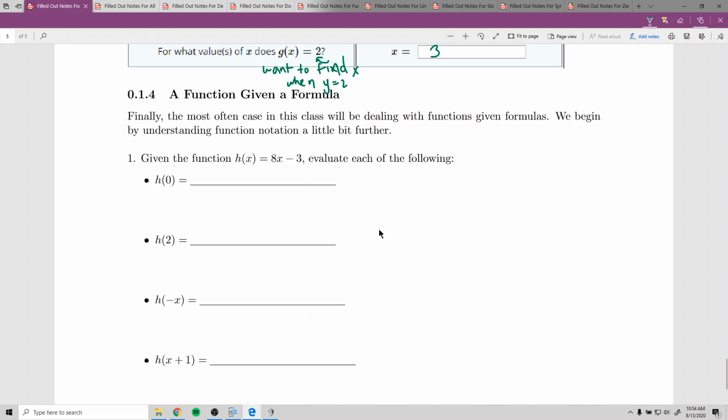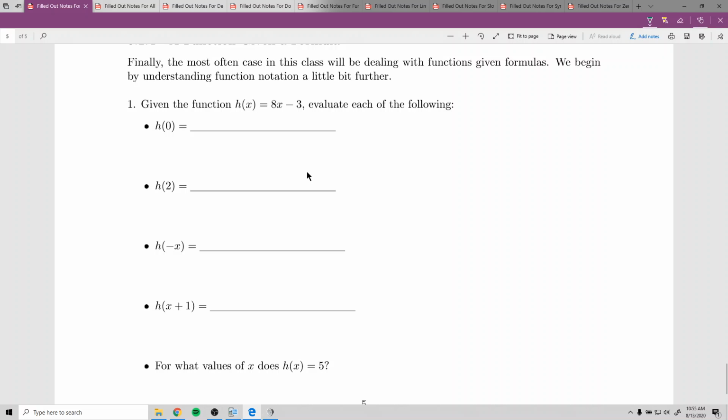Right, now the last little bit of this section is not much at all. This is probably something that a lot of you have seen before. Most of the examples we have in this class, we're going to be given a function based on a formula, and we're not going to have a picture, we're not going to have a table, and we want to be able to evaluate or do some things with it. So this one here, I have a lot of parts just to make sure we understand everything. It says, given the function h of x equals 8x minus 3, evaluate the following.